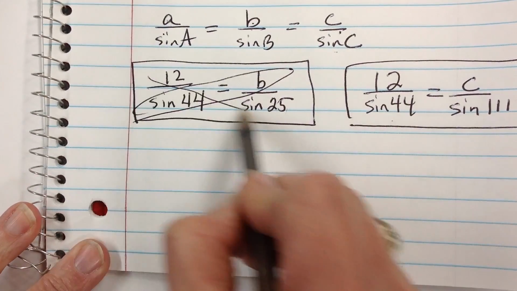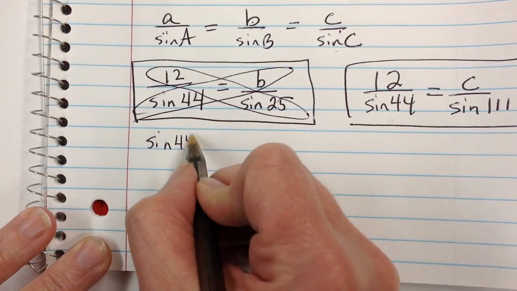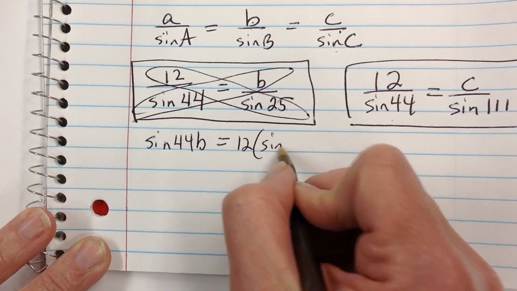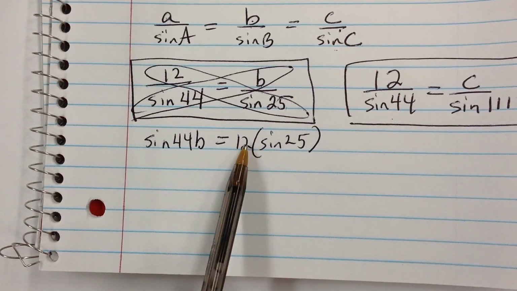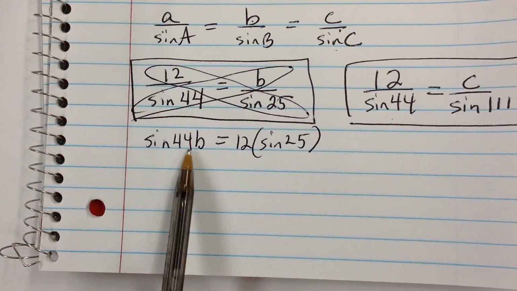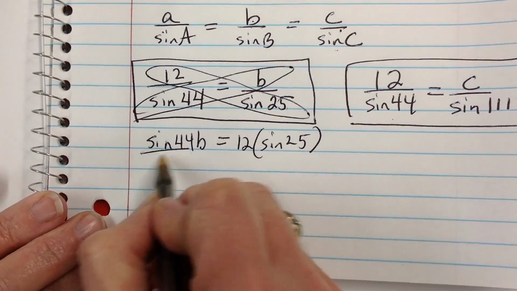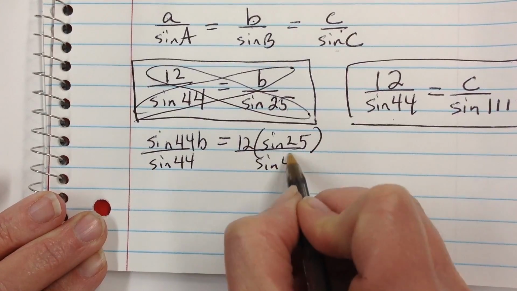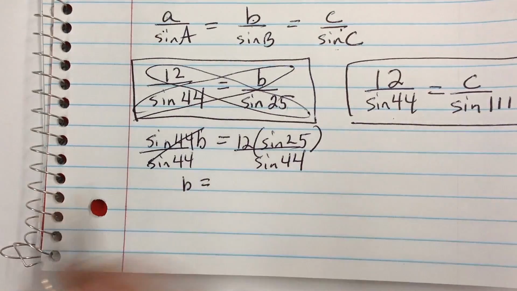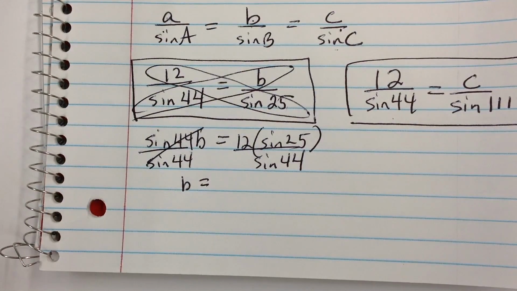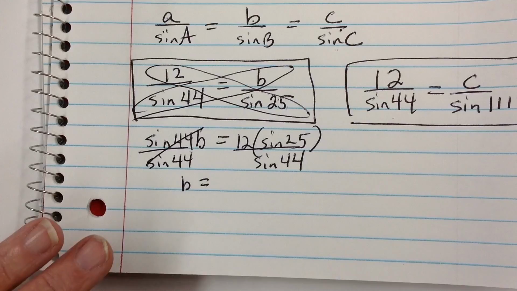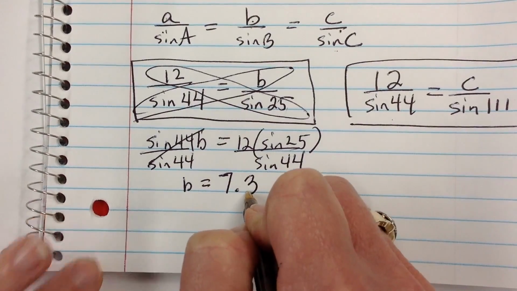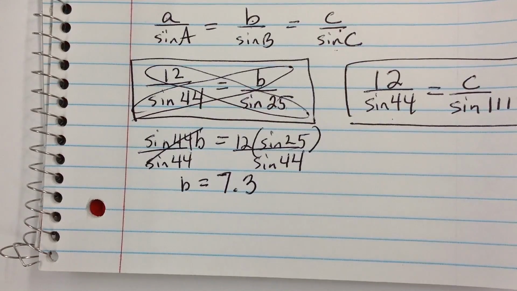So let's cross multiply here. I have sine of 44 times b, if I cross multiply, equals 12 times sine of 25. I could have had 12 sine of 25 on the left and sine of 44 b on the right, same thing. Solving for b, divide both sides by sine of 44. So b is equal to, use your calculator, 12 times sine of 25 divided by sine of 44. We're supposed to round the lengths to the nearest tenths. When we do that, I end up with b equal to 7.3.